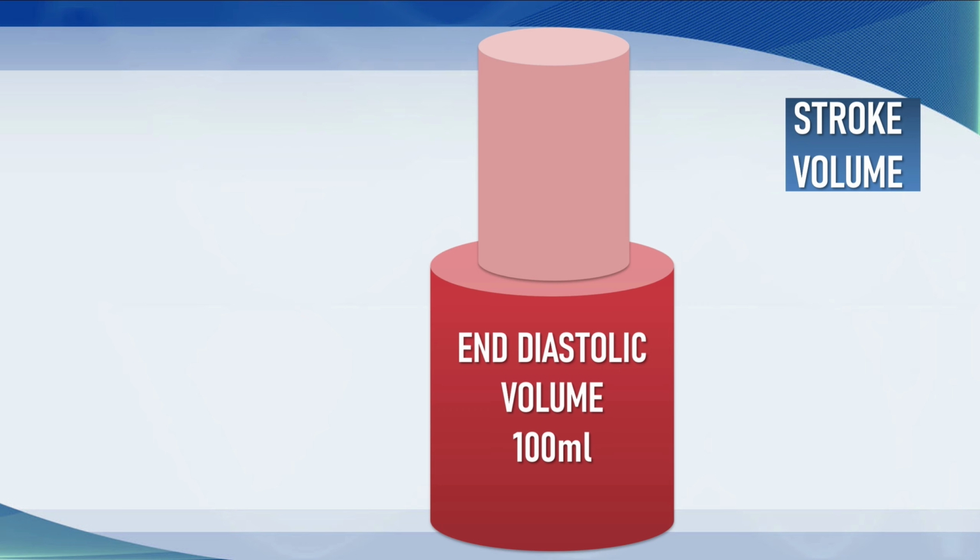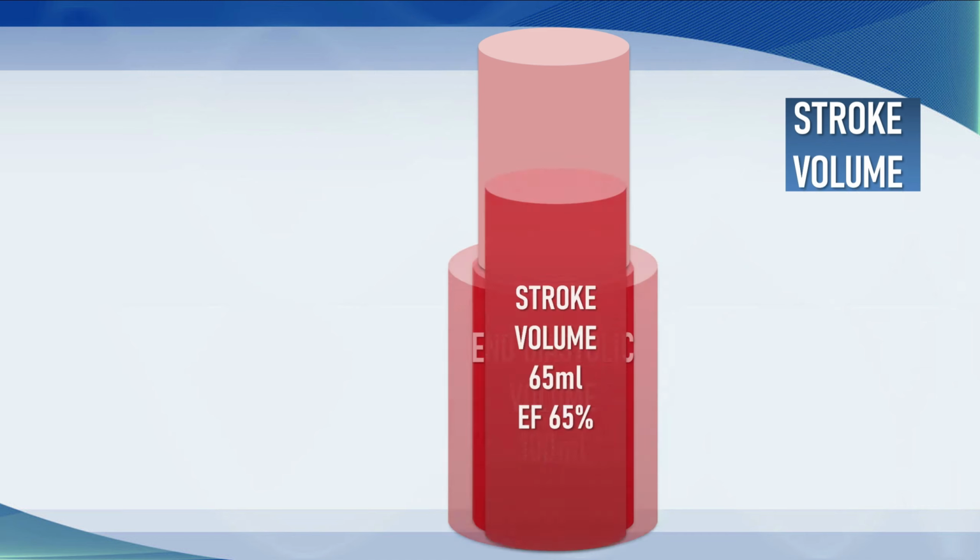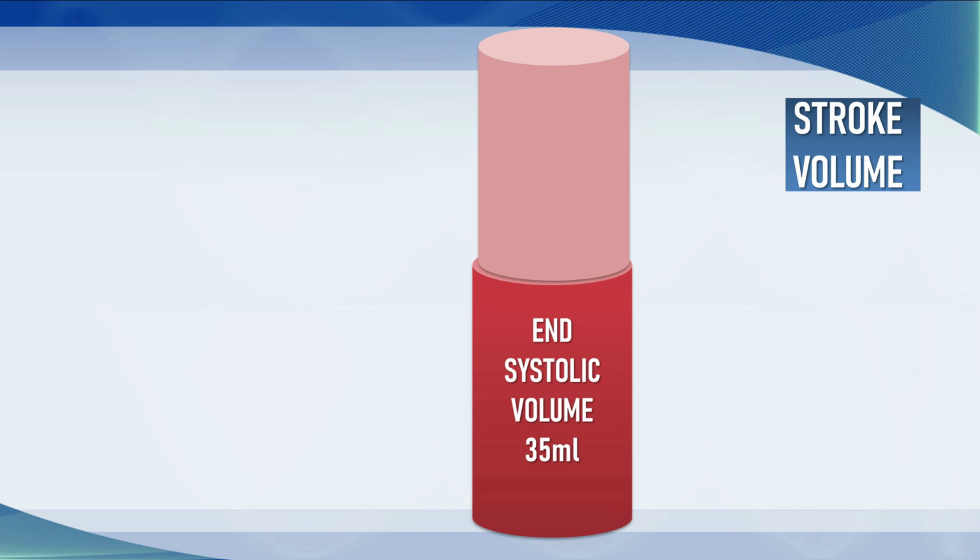Typically, at the end of diastole, the right and left ventricles contain about 100 mils of blood. The ventricles then contract to eject out about 65 to 70% of that volume. The blood that is ejected is known as the stroke volume. In this situation, the stroke volume was 65 mils, and the ejection fraction, the proportion of left ventricular end diastolic volume that is ejected, is 65%.